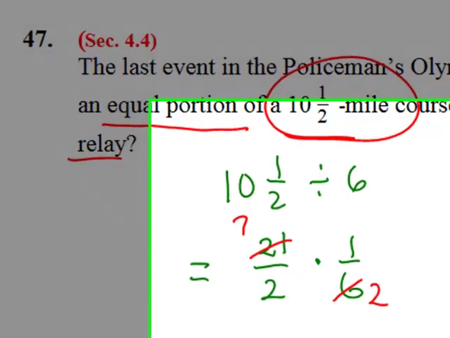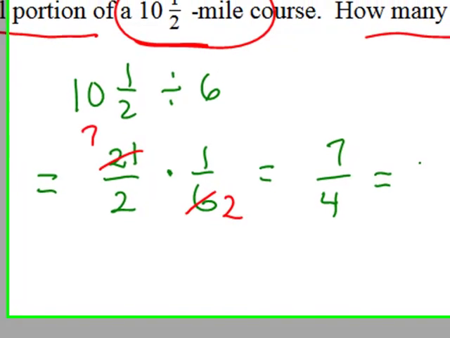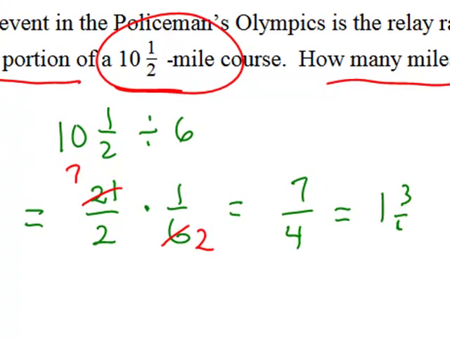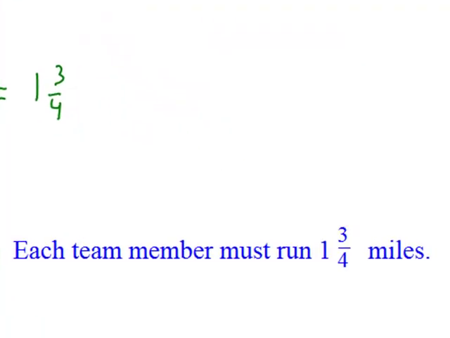Now we are looking at, let's multiply across. 7 times 1 is 7. 2 times 2 is 4. And as a mixed number, that's 1 3/4. Because this is a word problem, we must write a word answer. And you can see here, each team member must run 1 3/4 miles.